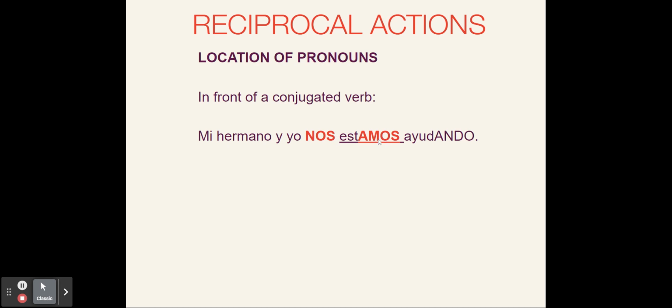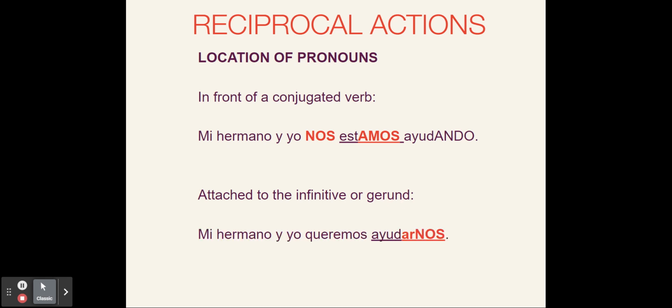The pronoun goes in front of the conjugated verb, and you have a sentence like mi hermano y yo nos estamos ayudando. My brother and I are helping each other. And you can also attach the pronoun to the second verb from the set. Attach it to the second. And the second verb can be an infinitive or the gerund, the ing form in English, like helping, writing, the ing.